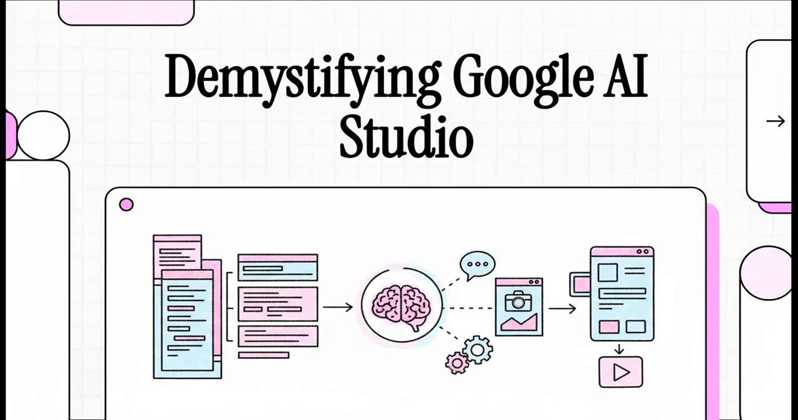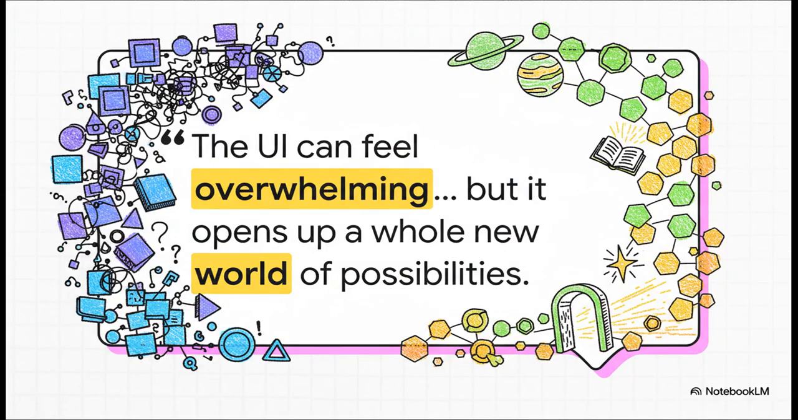All right, have you ever had a great idea for an AI app, but then you just got stuck? Intimidated by all the code and the complexity of it all? Well, today we're going to pull back the curtain on Google AI Studio. It's this powerful tool that lets you go from a simple idea to a working AI application. And honestly, a lot of the time, you don't have to write a single line of code. Let's dive in.